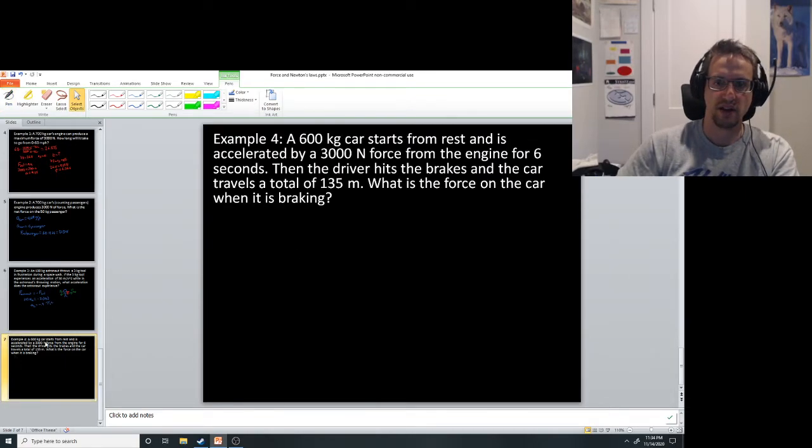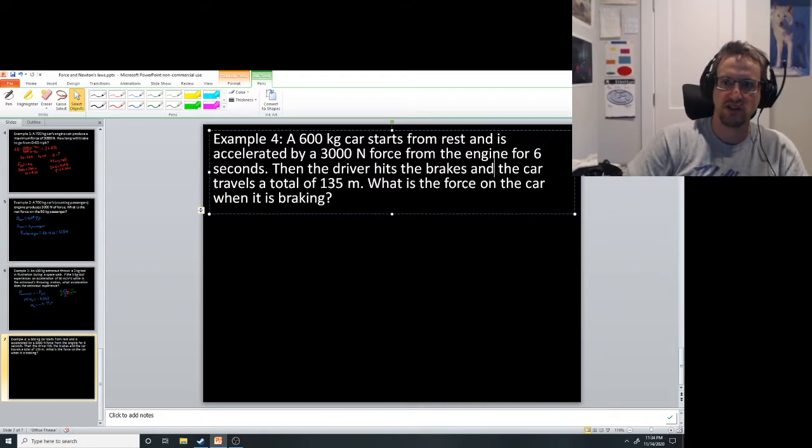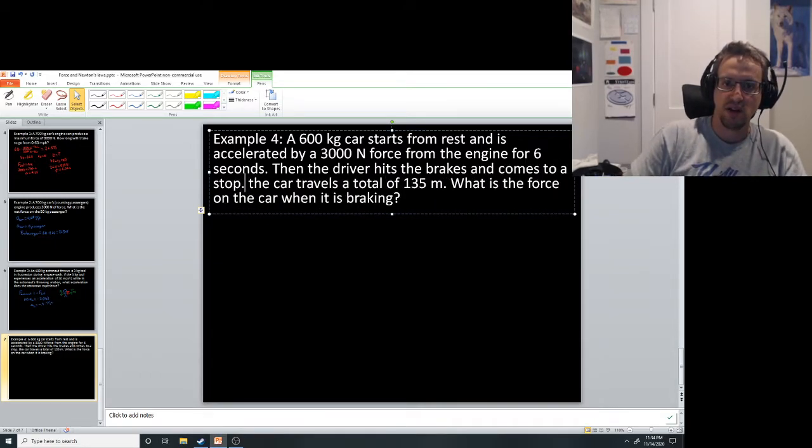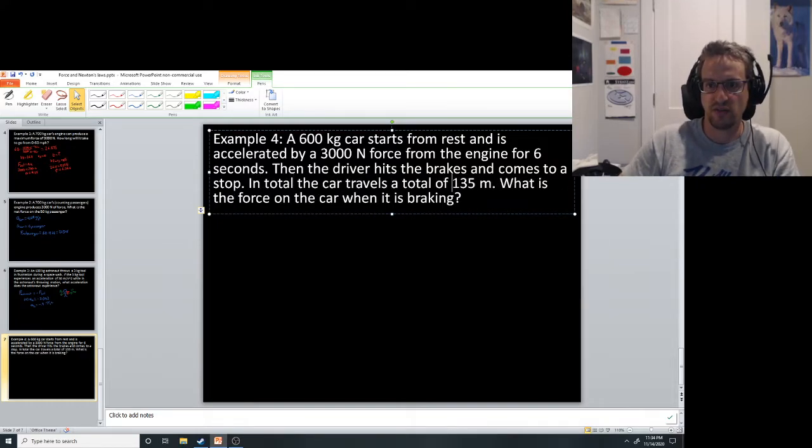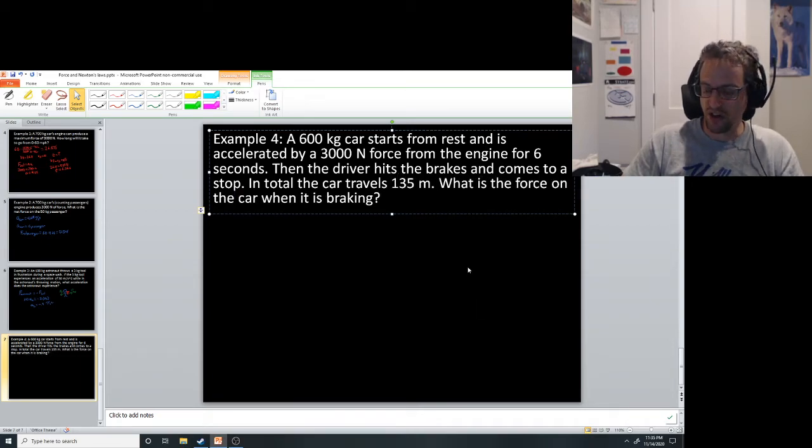Right, last one here. A 600 kilogram car starts from rest and is accelerated by a 3,000 newton force from the engine for 6 seconds. Then the driver hits the brakes and the car comes to a stop. In total, the car travels 135 meters. What is the force on the car when it is braking?